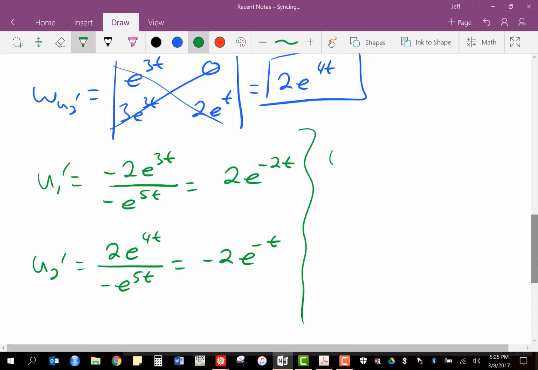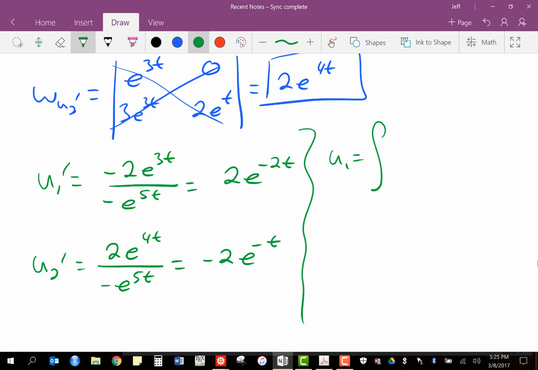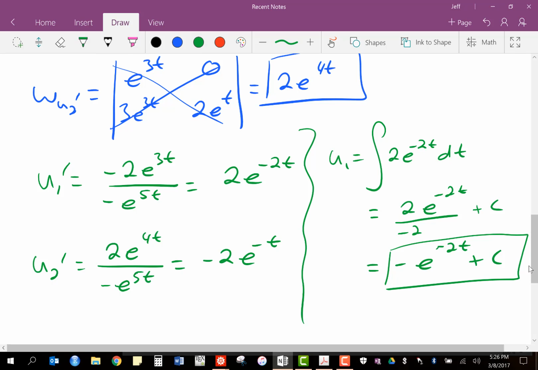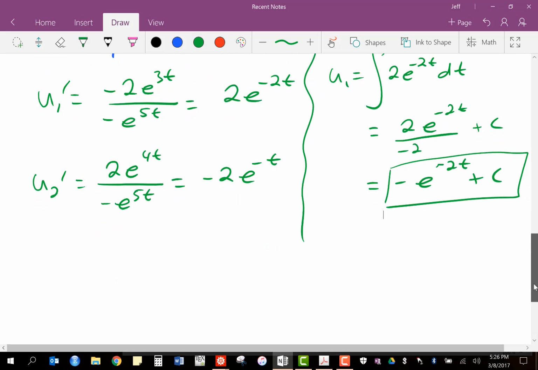So I will find u1 by integrating 2e to the negative 2t dt, which will be 2e to the negative 2t divided by negative 2 plus c, which will get me a negative e to the negative 2t plus c. I'm going to leave the plus c there because I need to justify to you why I can not write it. So I'm going to write it there, and we'll see what happens.